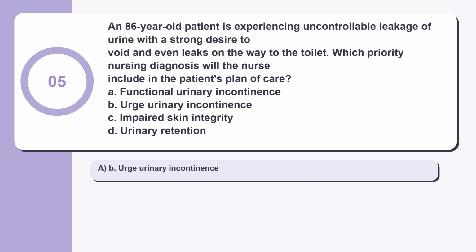Question 5. An 86-year-old patient is experiencing uncontrollable leakage of urine with a strong desire to void and even leaks on the way to the toilet. Which priority nursing diagnosis will the nurse include in the patient's plan of care? A. Functional urinary incontinence. B. Urge urinary incontinence. C. Impaired skin integrity. D. Urinary retention. The answer is B. Urge urinary incontinence.